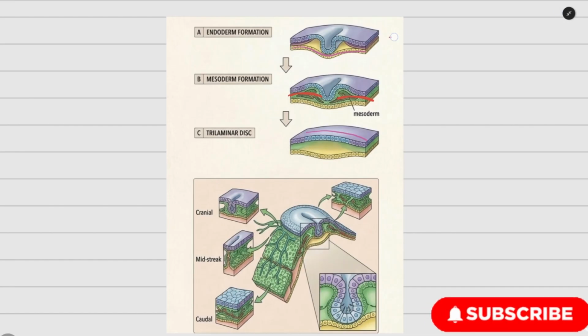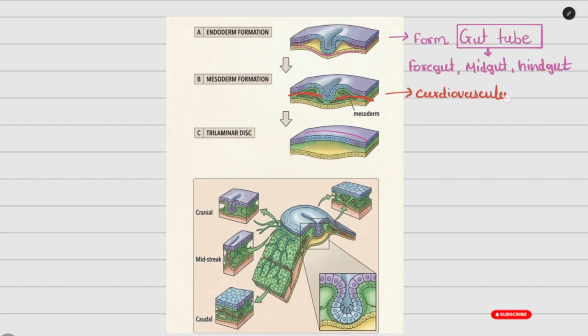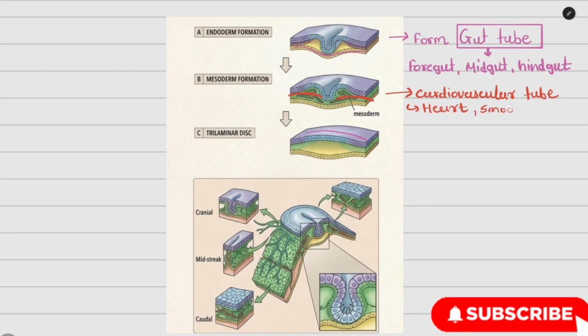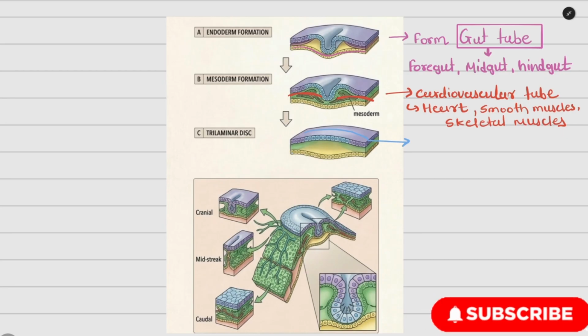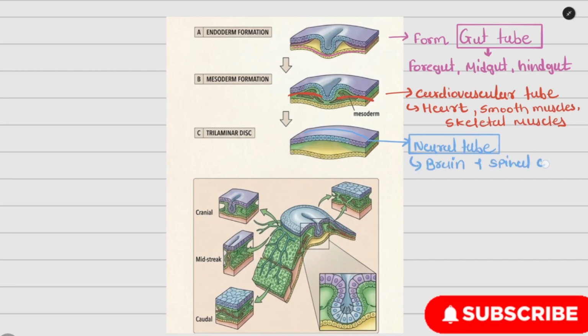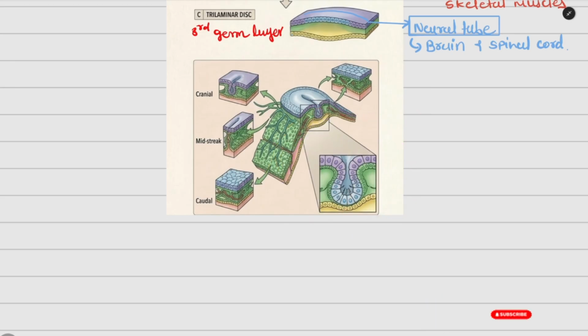So endoderm will form the gut tube in the future, and we have 3 parts of the gut: foregut, midgut, and hindgut. The middle layer is mesoderm, and it will form the cardiovascular tube like the heart, smooth muscle, and skeletal muscles. Ectoderm will form the neural tube, and it contains the brain and spinal cord mostly. So as we know, this is only for our understanding, but in reality it is like a ball.